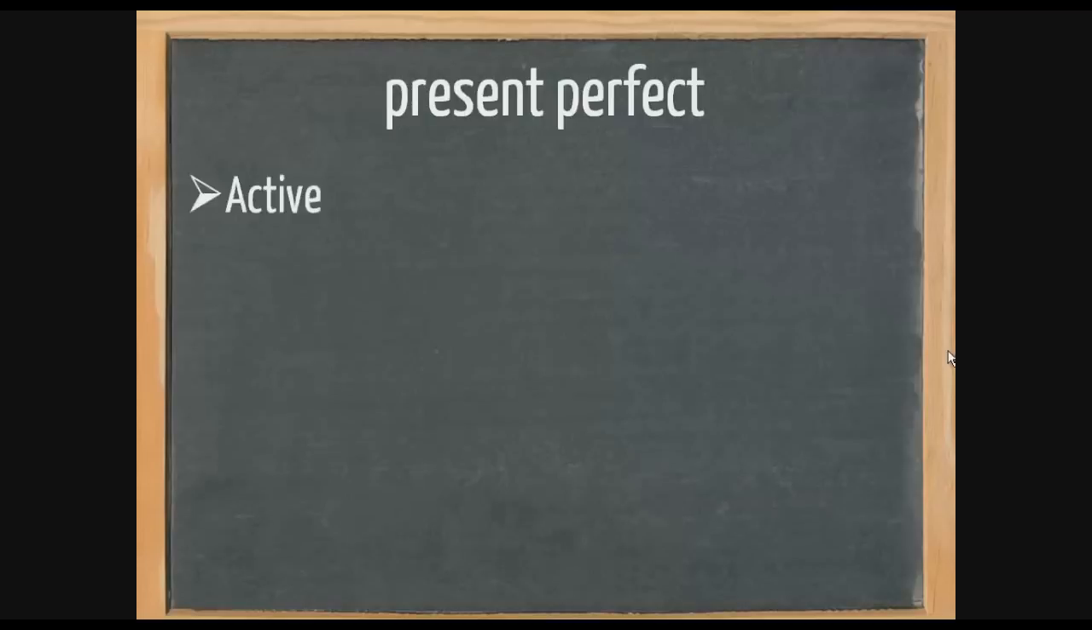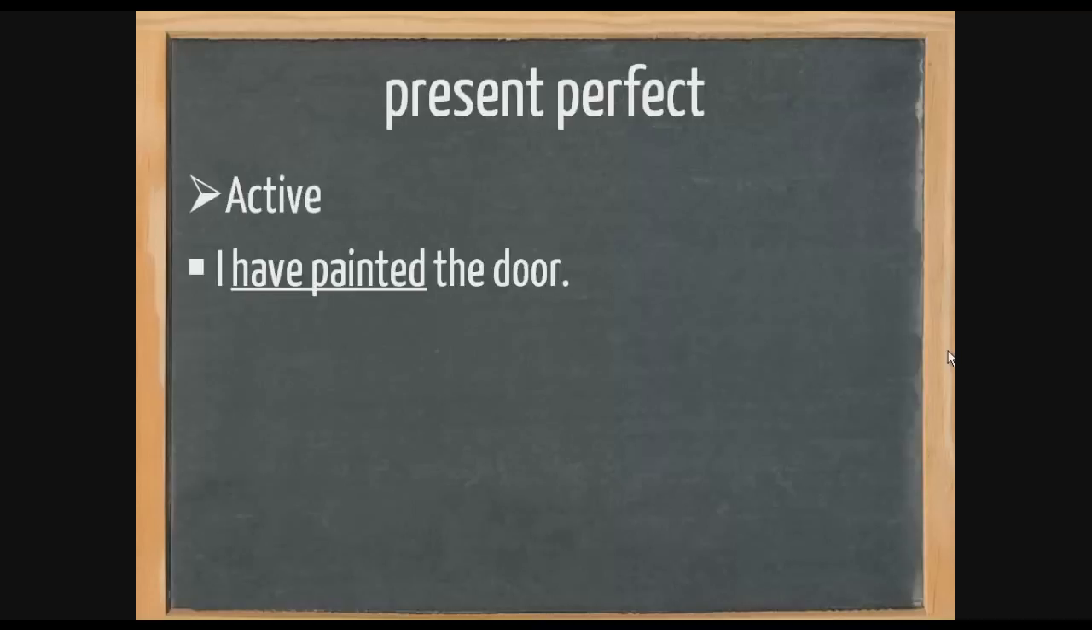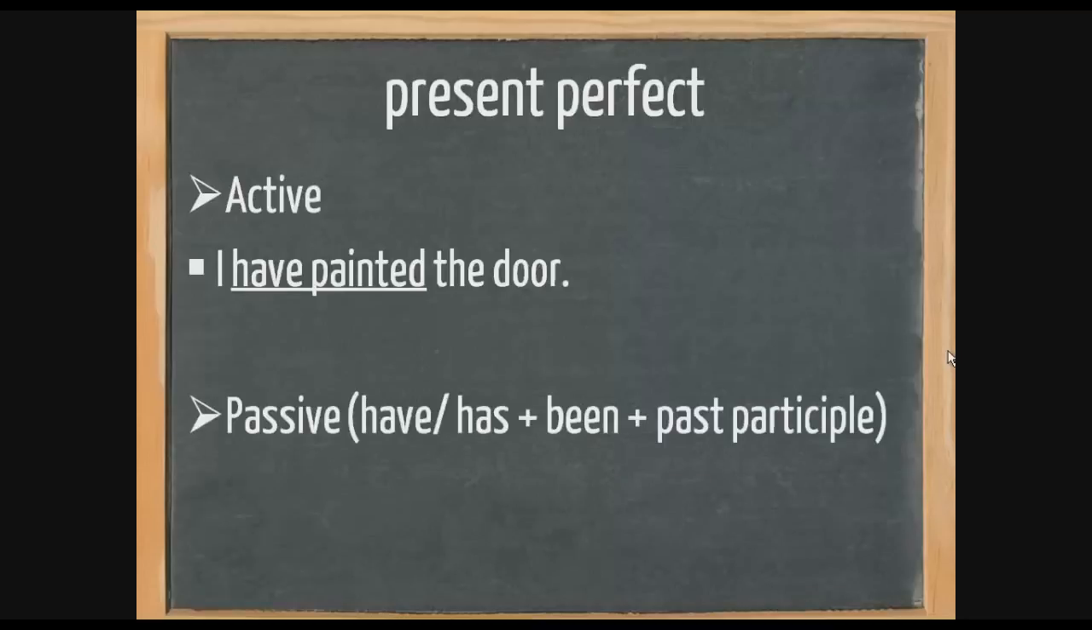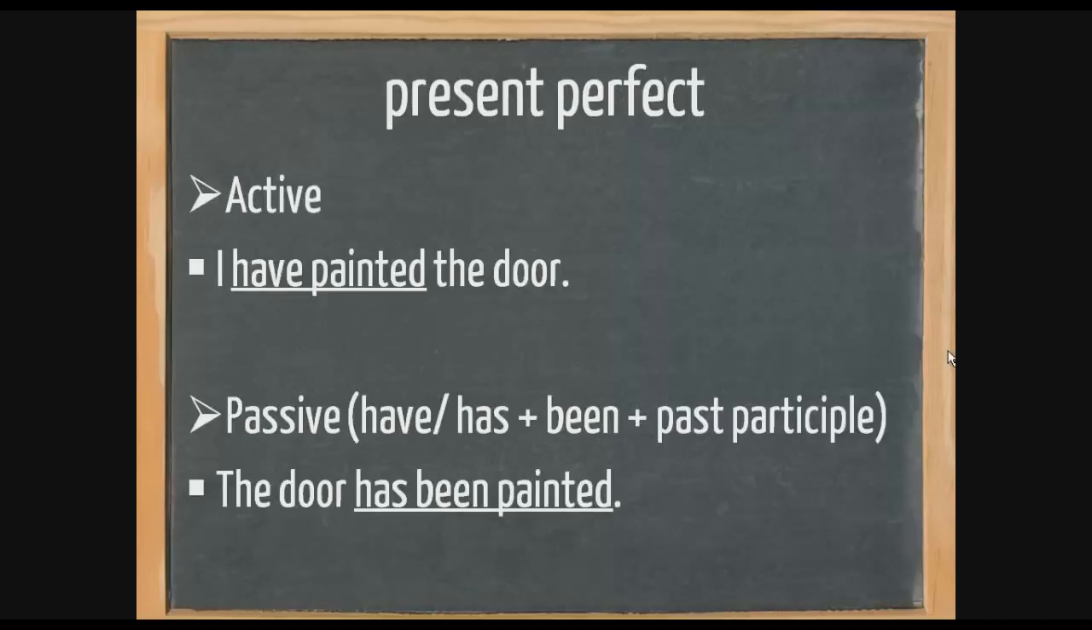Now let's have a look at a present perfect. An active present perfect is I have painted the door. So we're going to change into the present perfect passive. Remember, the door has to become the subject. So a passive is made, have or has, and then a form of to be. And since it's a perfect here, we need to use the perfect form of the verb to be. So here it is been, and a past participle of the verb to paint. The door has been painted. So pay attention that in the active form it was I have, but since in the passive form the door has become third person singular, we need to use has.